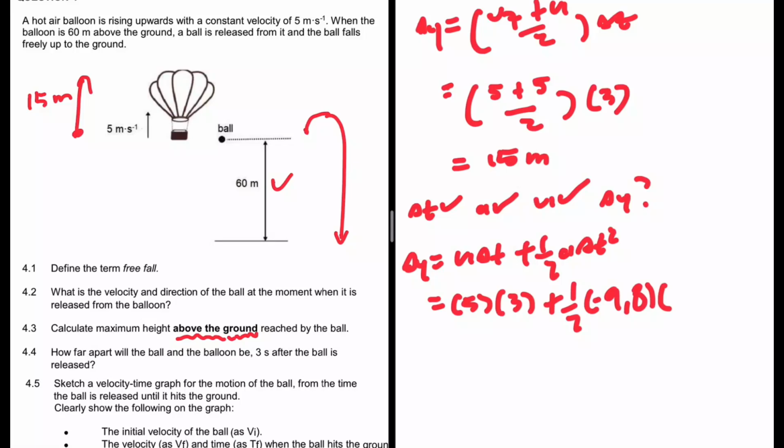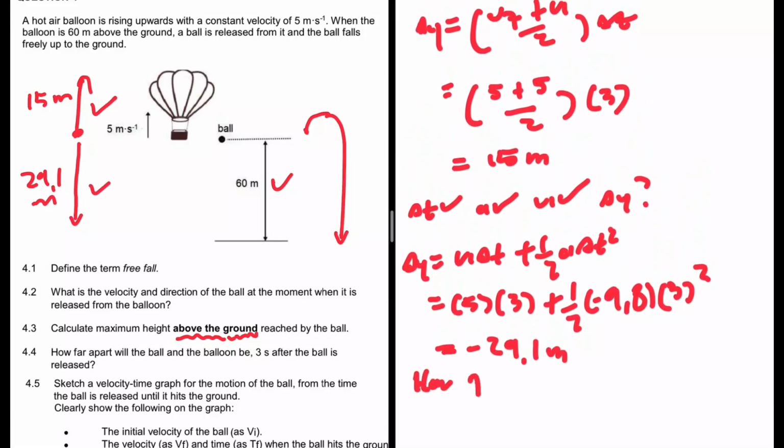is 3, right? And then we square that. And then when I put that in my calculator, I actually don't have a calculator, like I've said. 5 times 3 minus 9.8 times 3, we square that, we get minus 29.1 meters. Okay, so the displacement of the ball is downwards, so 29.1 meters.